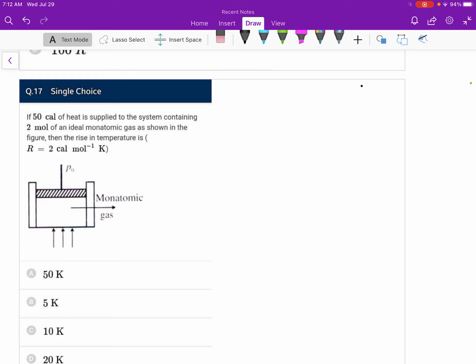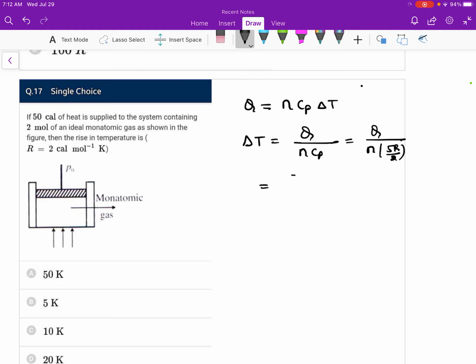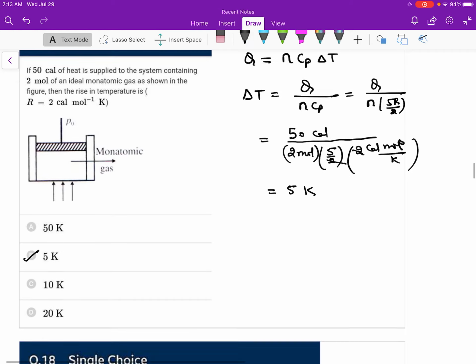Okay, so find the heat required to raise the temperature of monoatomic gas, find the rise in temperature. So Q is n Cp delta T. So delta T is Q upon n Cp, so that is Q upon n into 5R by 2, monoatomic gas. Q is given 50 calories and n is 2 mole into 5 by 2, and R is given 2 calorie per mole per Kelvin. So 2 cancels, 5 2s are 10, so 5 Kelvin. So B is the correct option.